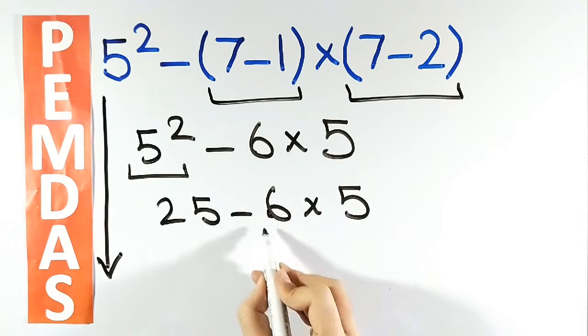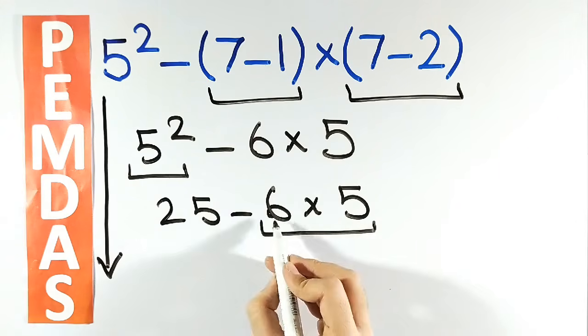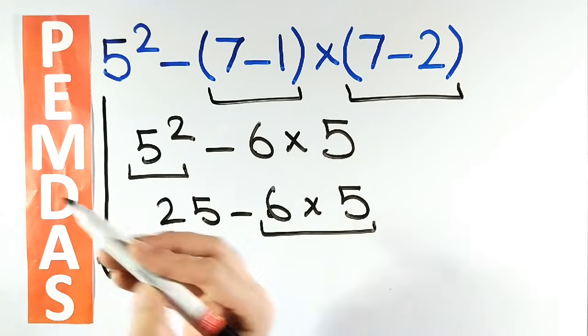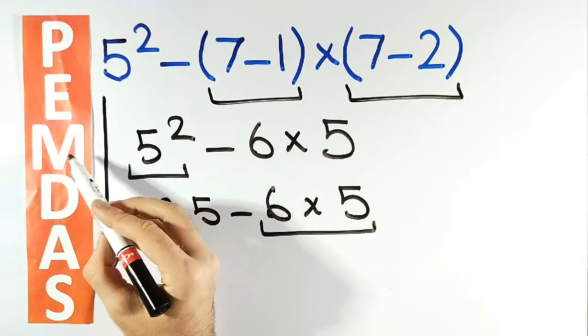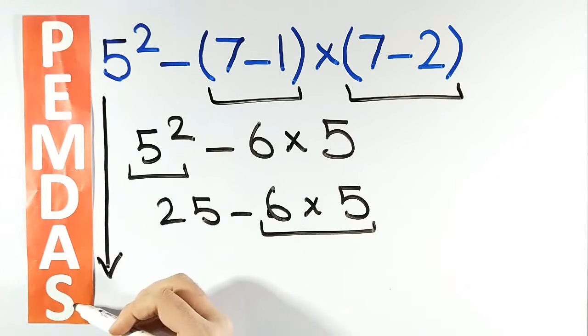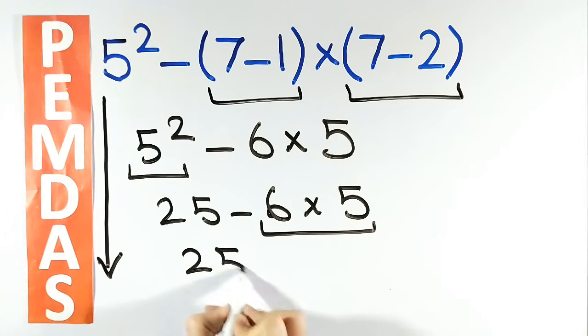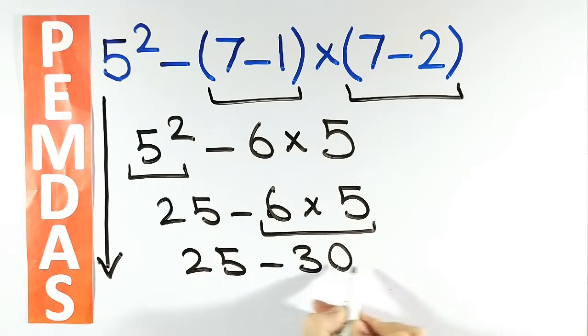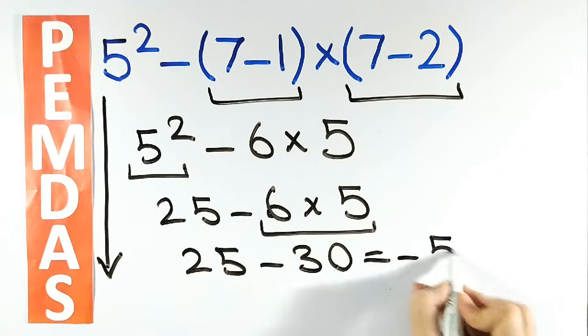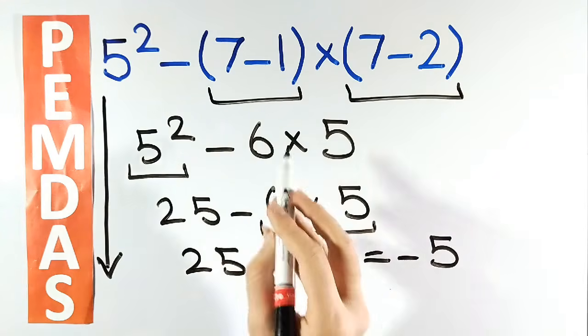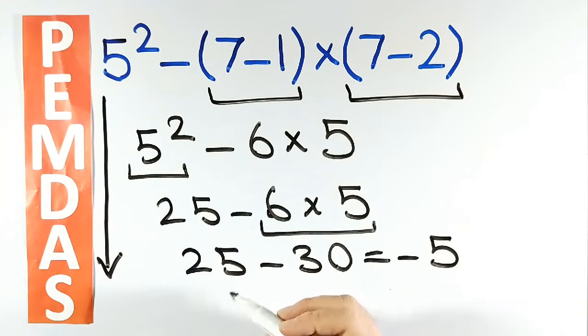And the final step, we go for the multiplication between 6 and 5 because according to the PEMDAS rule, multiplication has a higher priority than subtraction. So we rewrite this expression as 25 minus 30, which finally gives us the answer, -5. Okay, now let's solve the final math question together.